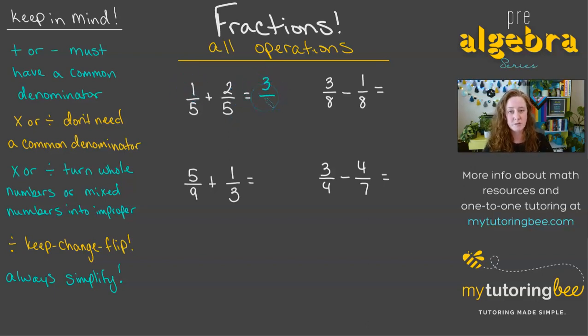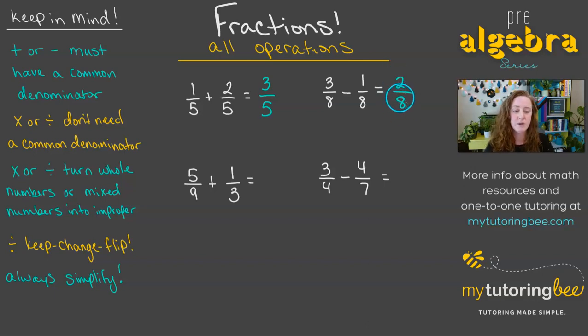And then for addition and subtraction, we're going to keep that same denominator. So our denominator would be 5. All right, again, we have the same denominator, so we're all good there. We know that our denominator is going to be 8. Now all we need to do is go ahead and subtract across the top. 3 minus 1 is 2.